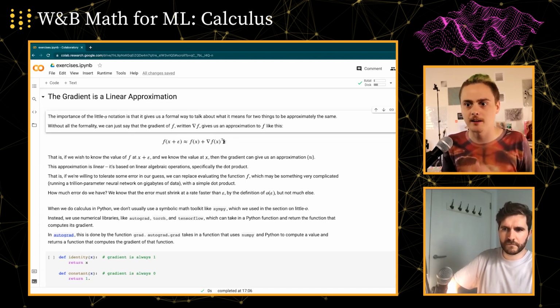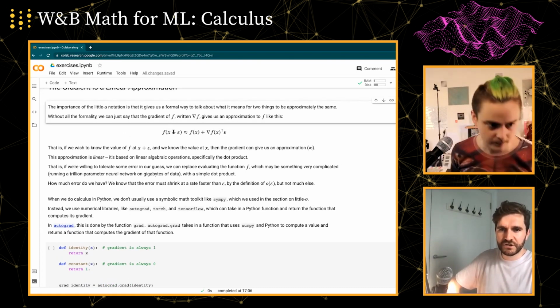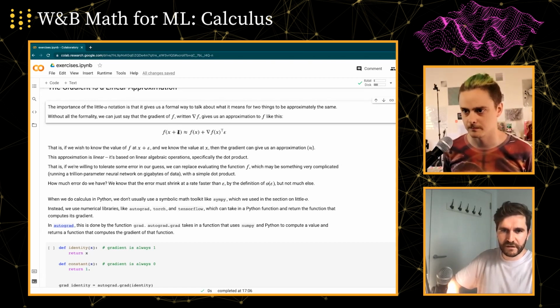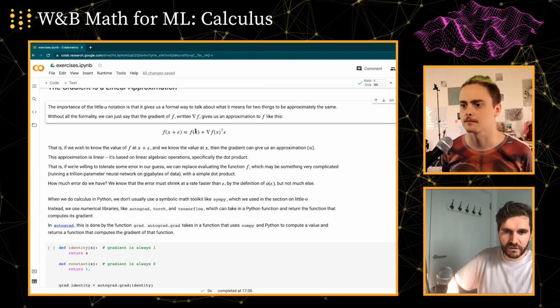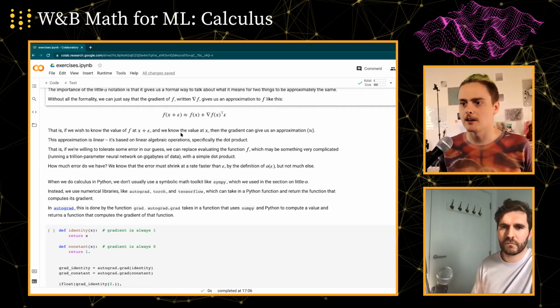Not exactly, but approximately. Okay, just so I'm sure I understand this, we have some change in input, this epsilon, and we're saying that when we add this small change to our input, the result is approximately equal to our original function with the original input plus the gradient times that small change that we added in. Yes. Is that okay?